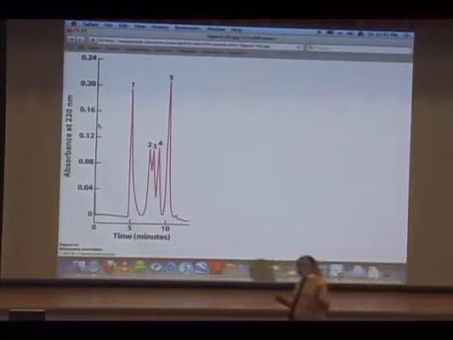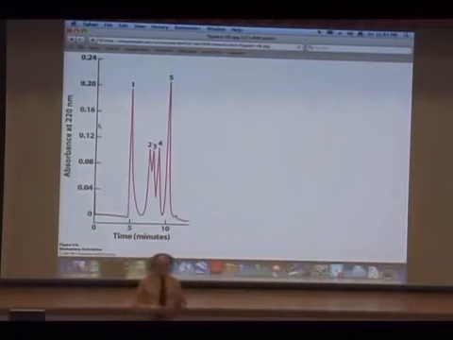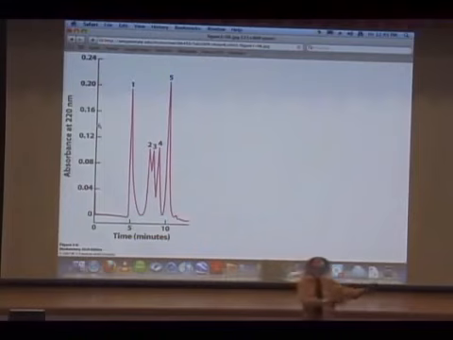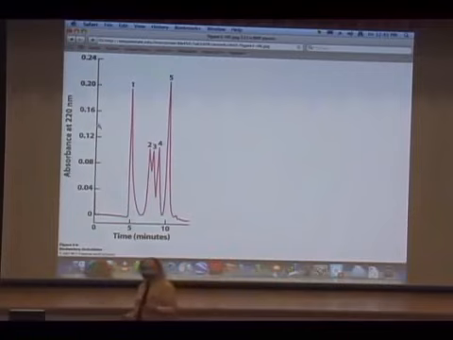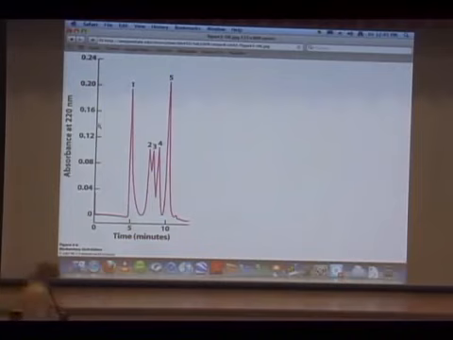When I apply a sample to this column, I'm going to see some things happen. Some of the things that will happen are that the nonpolar molecules are going to associate with these arms a lot. The polar molecules, like things that have ionized or that have great affinity for water, are not going to associate with that, and they're going to go right on through. What I've just described to you is a phenomenon known as reverse phase chromatography.